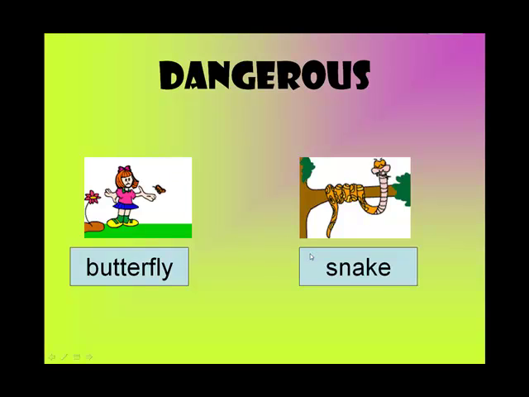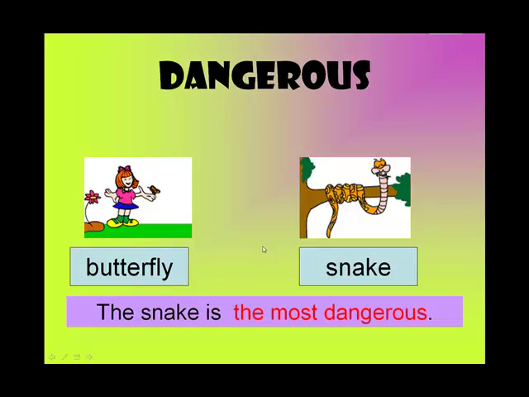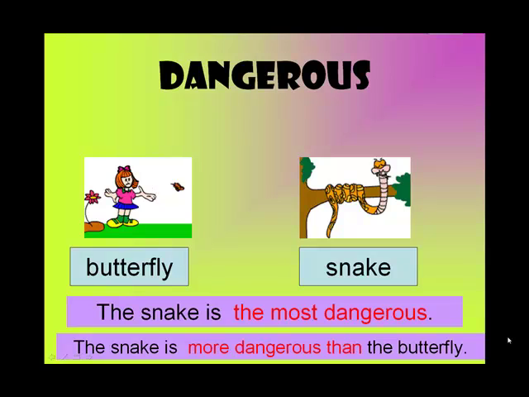Dangerous is the long adjective. Dangerous. Okay. So it requires a different way. Okay. Butterfly is the animal here and snake here. So we use a superlative for these two. The snake is the most dangerous. We're adding the for the superlative and most. Another comparative, the snake is more dangerous than the butterfly. Okay? Snake is more dangerous than the butterfly.